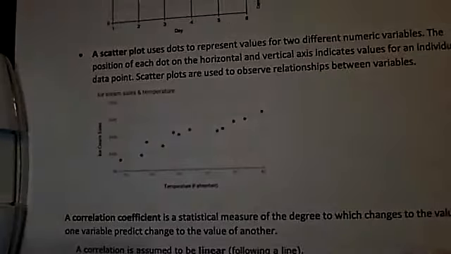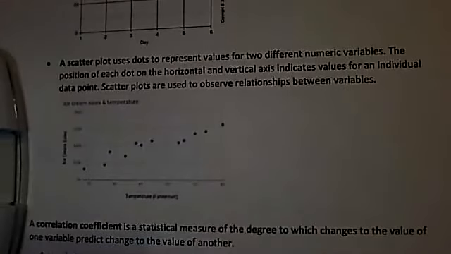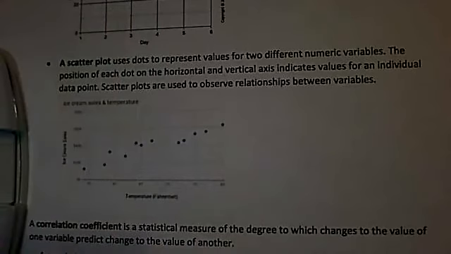Then we have a scatter plot. A scatter plot is just a bunch of different values that are plotted. We're still looking at two different variables, like temperature and ice cream sales. We're just plotting them, so we're not connecting them like a line plot or a line graph. We're just plotting the points.